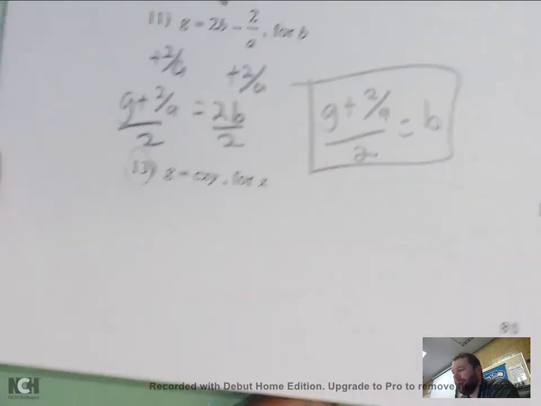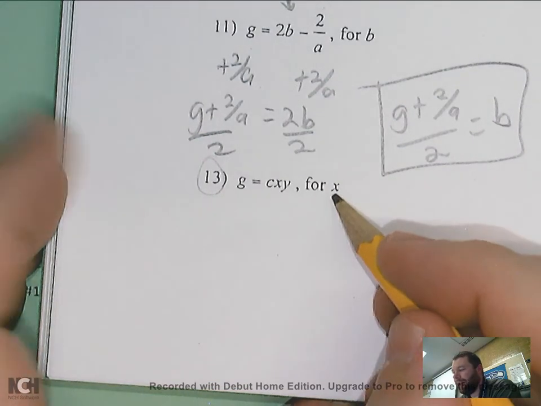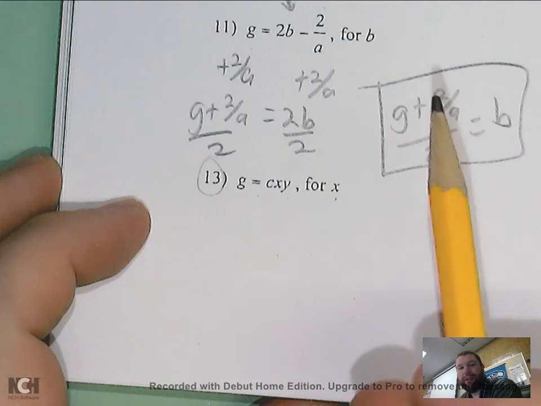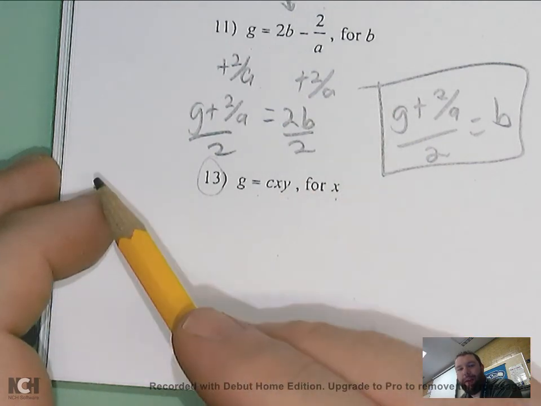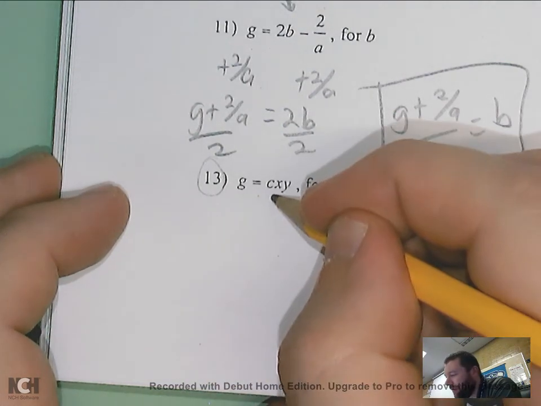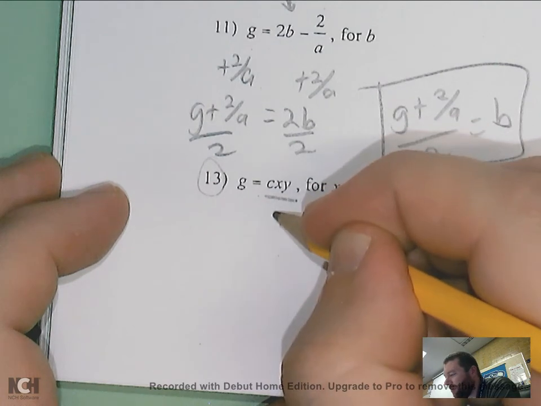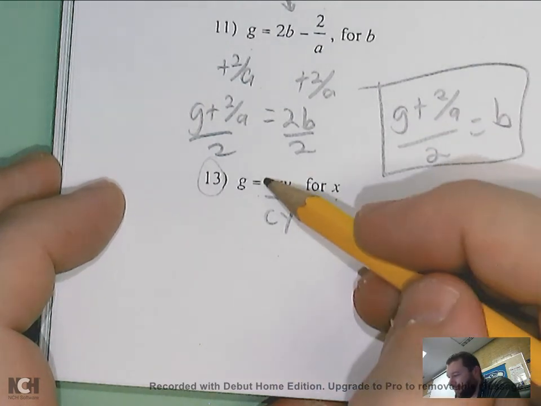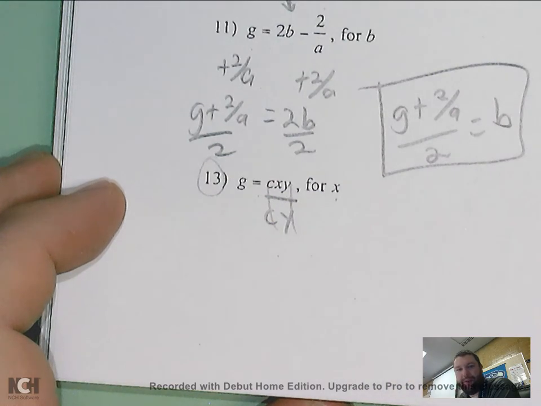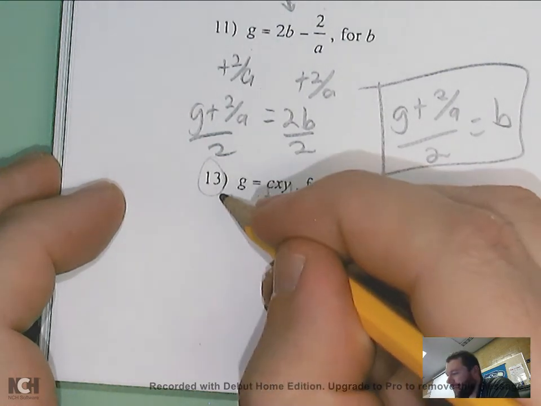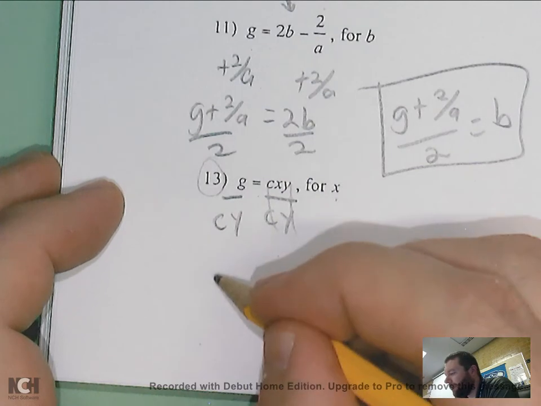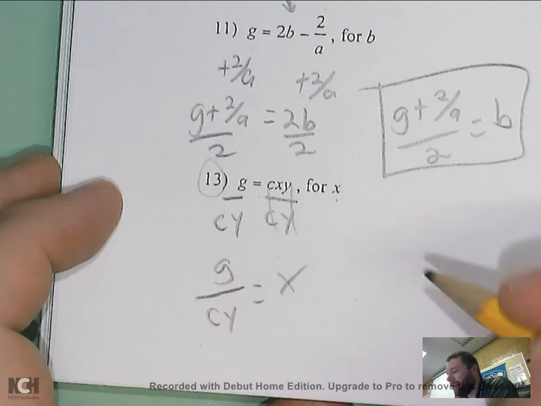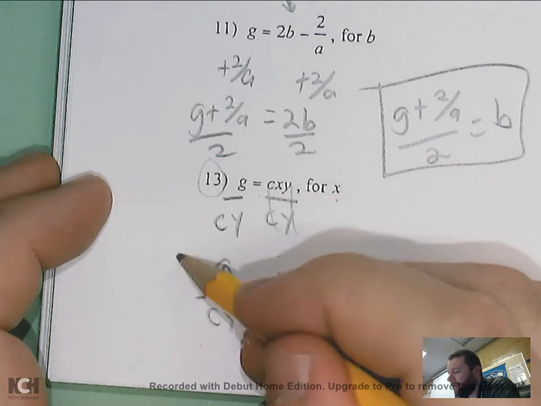And then let's look at number 13. Again, I'm trying to solve for x here. I've got a c and a y multiplying. So to get rid of them, I would divide, right? I don't have to divide them individually since they're both multiplying. I can just divide by cy, which would cancel out both of those, leaving just the x. Then I'd have to do the same thing over here, which leaves me with g divided by cy is equal to x. Hey, look, the x is by itself.